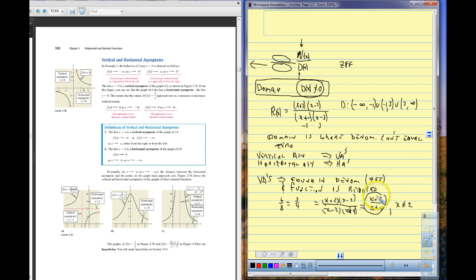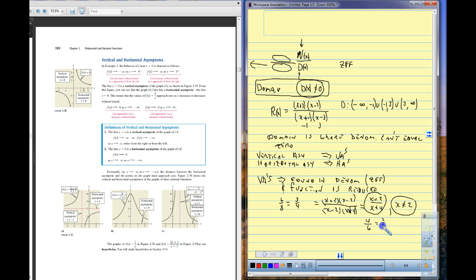So while this function here is going to look almost identical to this one, there's going to be one thing missing. And what's missing is the point when x is 2. And that'll be a hole. Now if we plugged in x is 2 here, we would get 2 plus 2, which is 4, and we would get 2 plus 6, which is 2 plus 4, which is 6, and that would be 2/3.